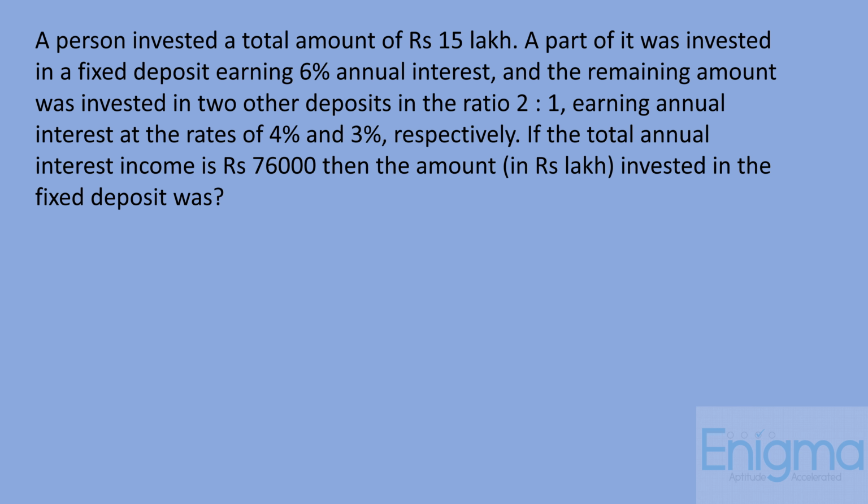A person invested a total amount of rupees 15 lakh. A part of it was invested in a fixed deposit earning 6% annual interest, and the remaining amount was invested in two other deposits in the ratio 2:1, earning annual interest rates of 4% and 3% respectively. If the total annual interest income is rupees 76,000, then the amount in rupees lakh invested in the fixed deposit was.